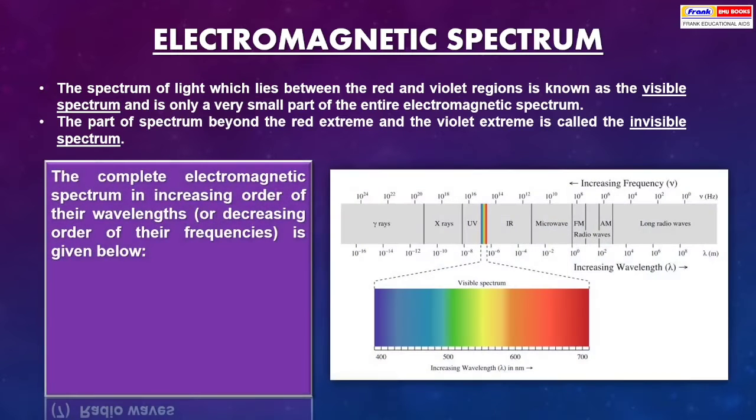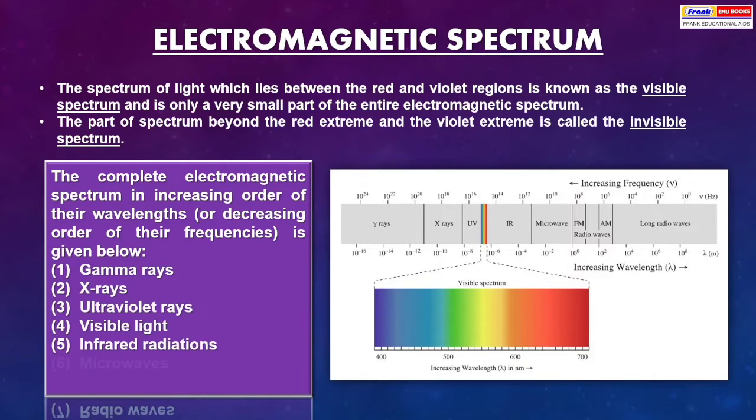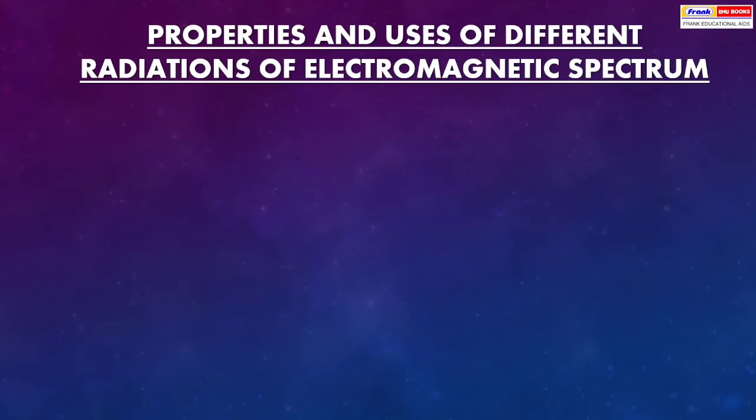The complete electromagnetic spectrum in increasing order of their wavelengths or decreasing order of their frequencies is given below. Gamma rays, X-rays, ultraviolet rays, visible light, infrared radiation, microwaves and radio waves. Properties and uses of different radiations of electromagnetic spectrum.